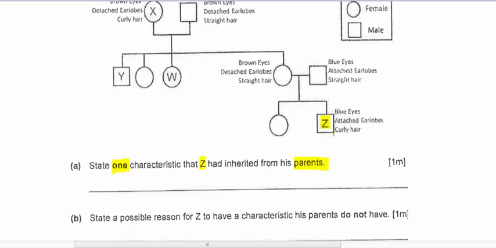So let's look at each individually. Blue eyes, where did he get it from? Yeah, his father, because both have blue eyes. How about attached earlobes? Yeah, he got it from his father as well. Now, if you look at curly hair, none of his parents have curly hair, both have straight hair. But where would he get his curly hair from? Yes, his grandmother. So he did not get curly hair from his parents. So your answer will be either blue eyes or attached earlobes.